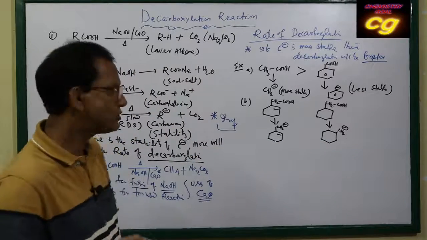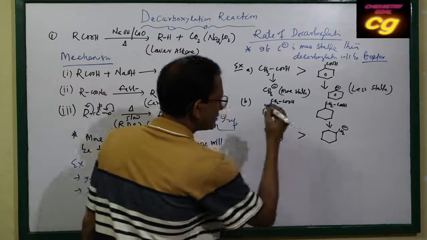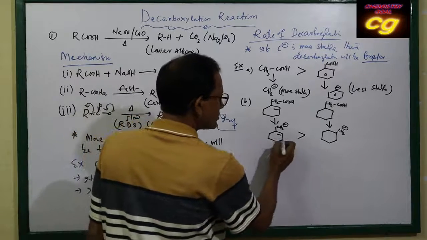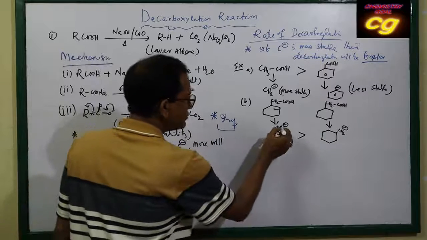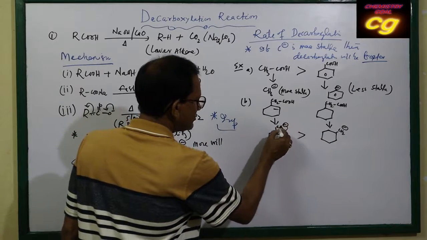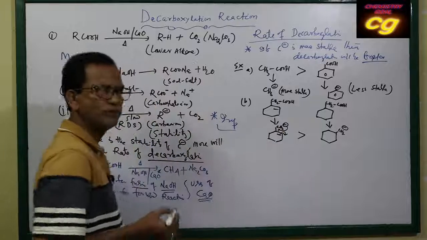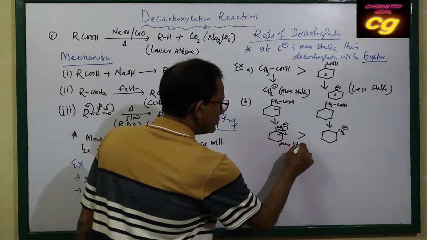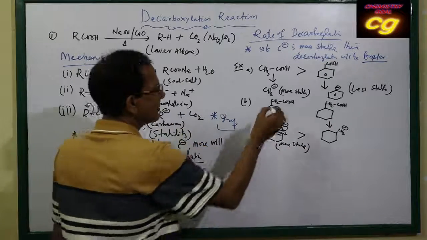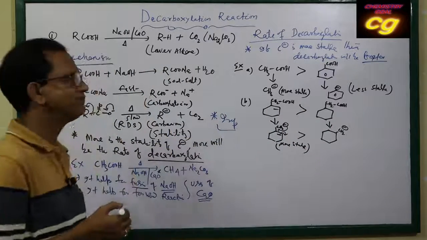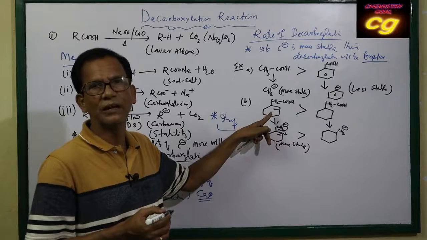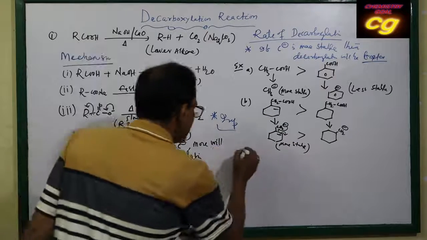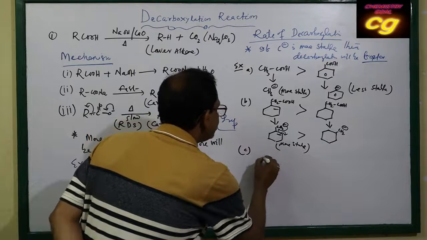Which carbanion is more stable? This carbanion is more stable. This is more stable compared to the second one because it has resonance. If you see, it has resonance, so stability is more. As it is more stable, that's why this reaction is faster. This decarboxylation is much faster compared to the second one. Then other examples we can take.